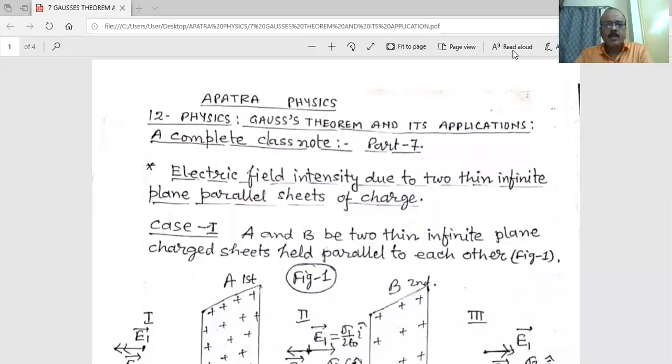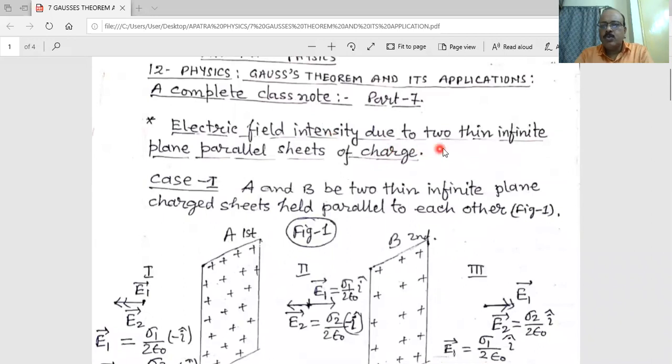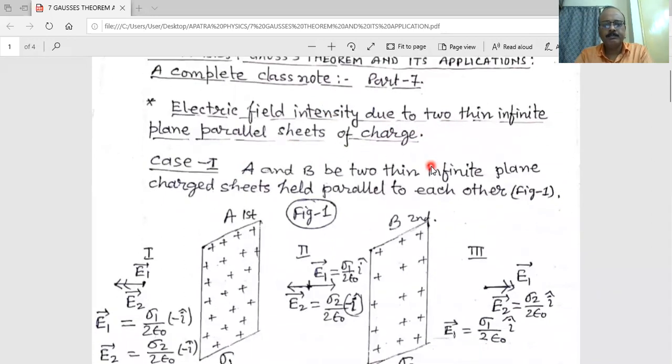Today's topic is electric field intensity due to two thin infinite plane parallel sheets of charge. Let us proceed. Electric field intensity due to two thin infinite plane parallel sheets of charge.